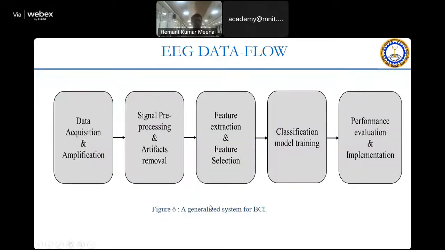So now the EEG data flow. In the EEG data flow, see what we are saying. For all the signal processing students, the key thing whenever you see any data is the flow chart. So what is happening here? Data acquisition and amplification, then signal pre-processing and artifact removal. Thereafter, you are extracting features and selecting features, then classification model training, then performance evaluation and implementation. This is the key thing for the brain computer interface, right?